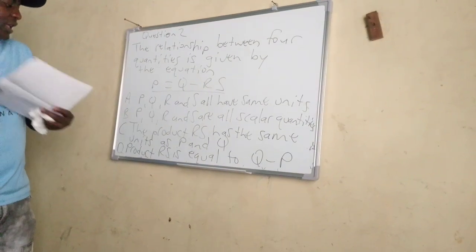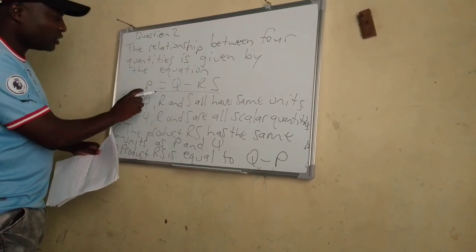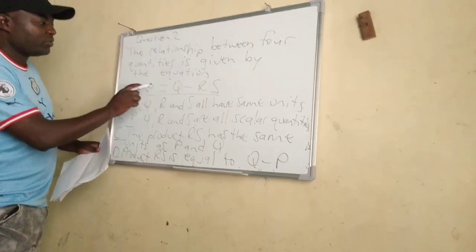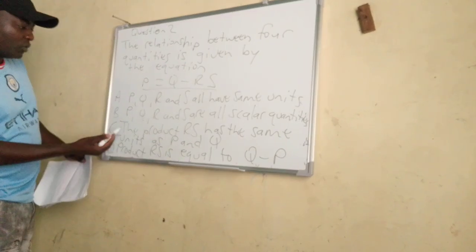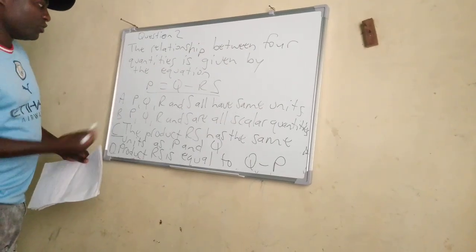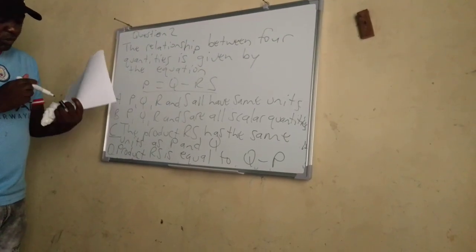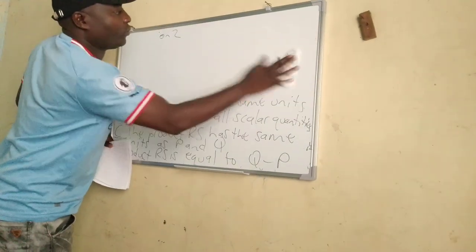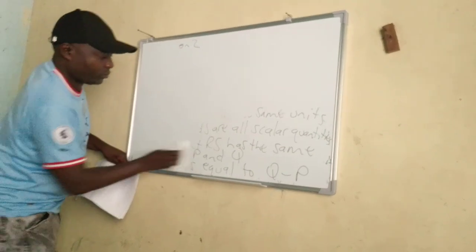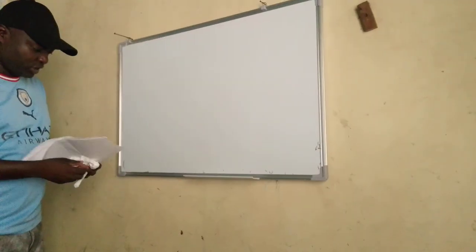Our best answer there is C. C is the correct answer because the relationship between four quantities is given by this equation, which I told you is homogeneous. So if it is homogeneous, units of P are equal to units of Q and units of RS. So the product RS should have the same units as Q and P, right? Because the equation is homogeneous. So our best answer in question 2 is C. So moving on to question 3.